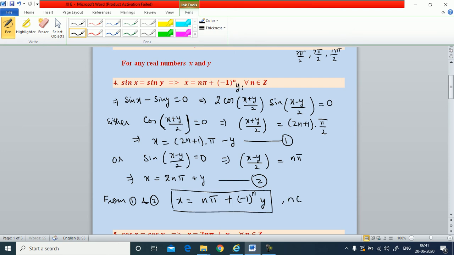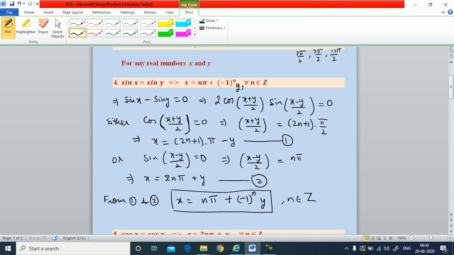Let us verify. Okay, see, suppose n is 1, so it will be odd. So this becomes only pi. And what about this part? Minus 1 to the power 1 will be minus only. So that makes it minus y. So you make n 3, it will become 3 pi, and minus 1 to the power 3 is also negative. So we again get minus y here. So every time n is becoming odd, this one becomes negative and we get minus y. In case n is even, suppose n is 2, then this will be 2 pi, and minus 1 to the power an even number will always be positive, and we get plus y.